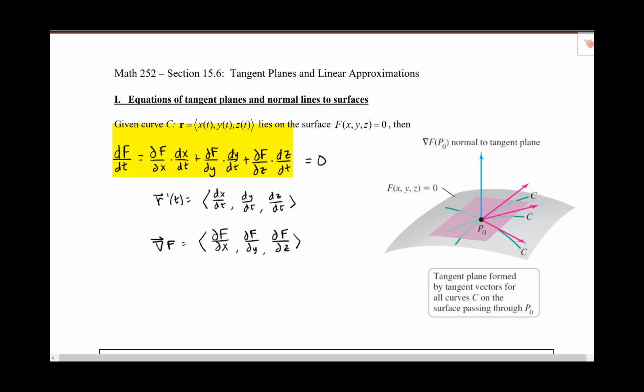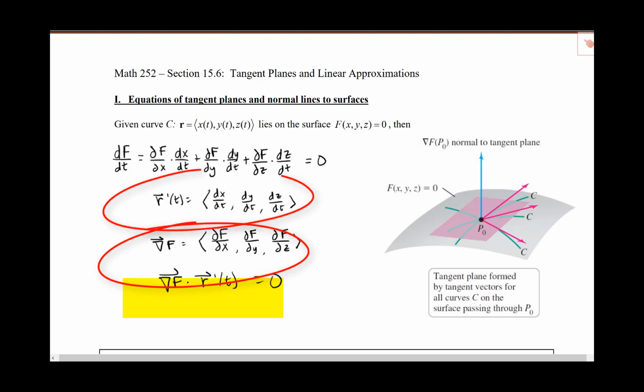Now look carefully again at what we obtained when we found dF/dt using the chain rule. Look carefully at the products that you see and the fact that we're adding those products together. Does that make you think of any kind of topic that we learned with regard to vectors? You're right, that's a dot product that we see. In fact, what we can see is that the dot product of the gradient of F and the r prime of t vector is 0.